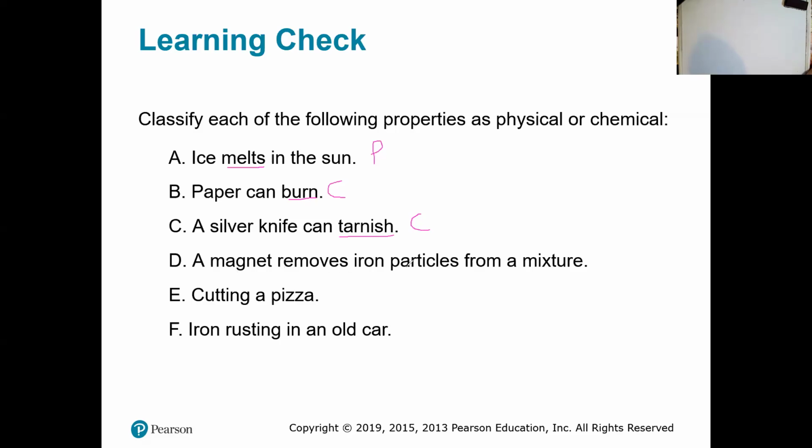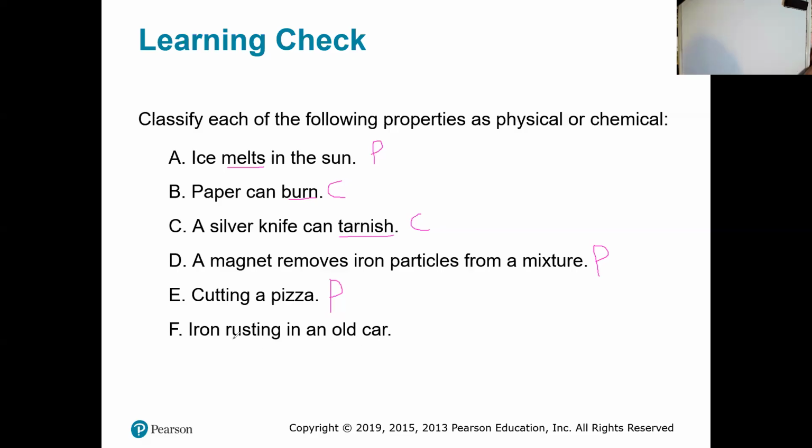A magnet removes iron particles from a mixture. So you have a magnet, you stick it into a mixture of iron and other things, and all of the iron sticks onto the magnet. You have to ask yourself, does my iron change chemically? Did I do something to turn my iron into something else during this process? And the answer is no. You just removed it from whatever it was mixed together with. So it's still iron at the end of this process, which means that is a physical change. Cutting a pizza, you still have the pizza, it's just in a different shape. So it's a physical change.